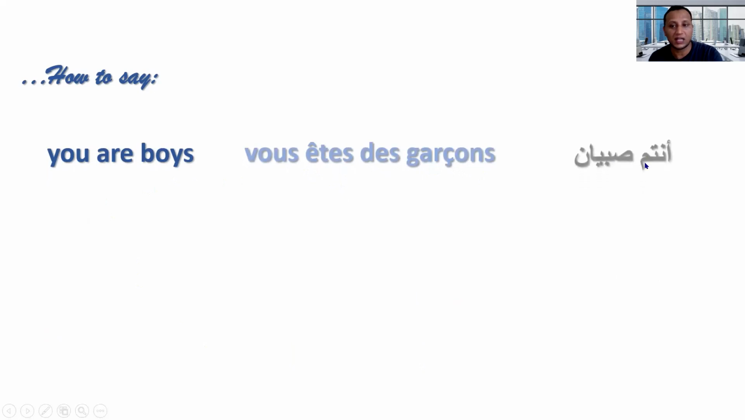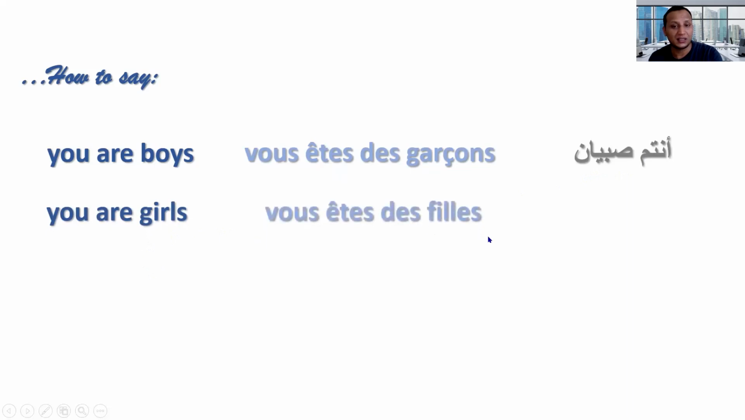How to say? You are boys. Correct. Vous êtes des garçons. In Arabic, أنتم صبيان. You are girls. Correct. Vous êtes des filles. أنتن فتيات.